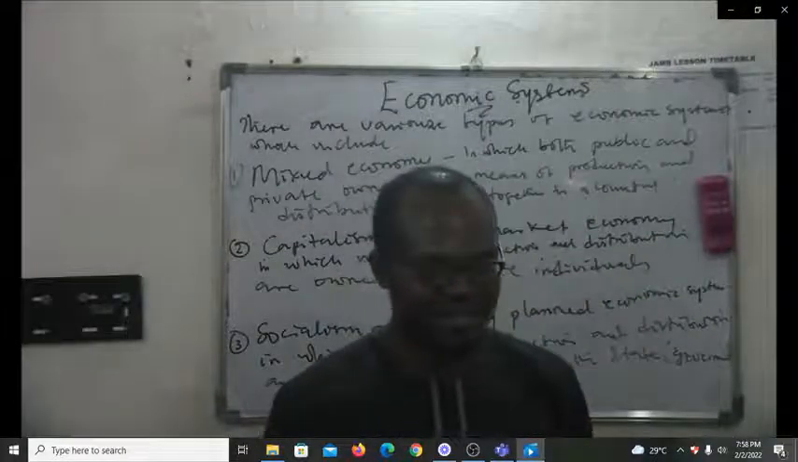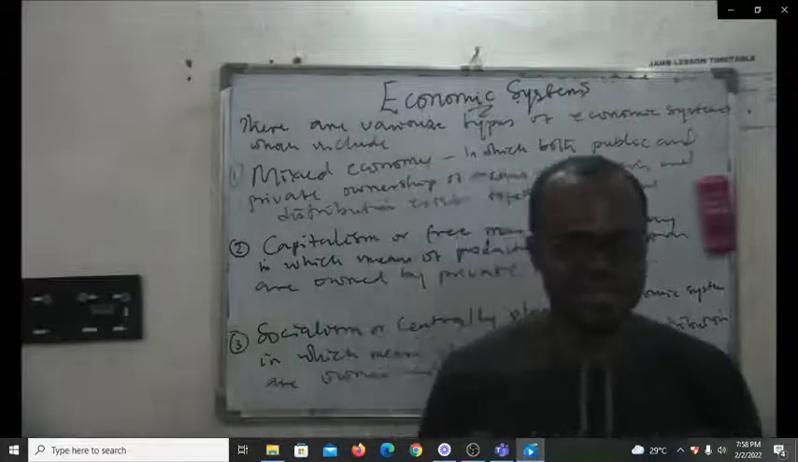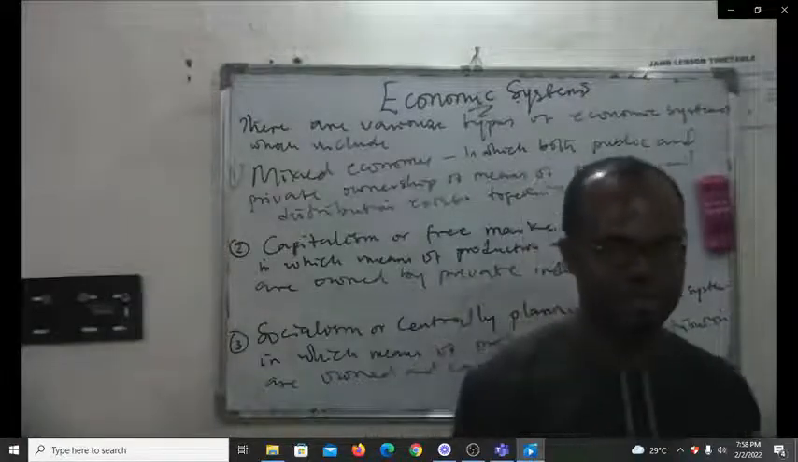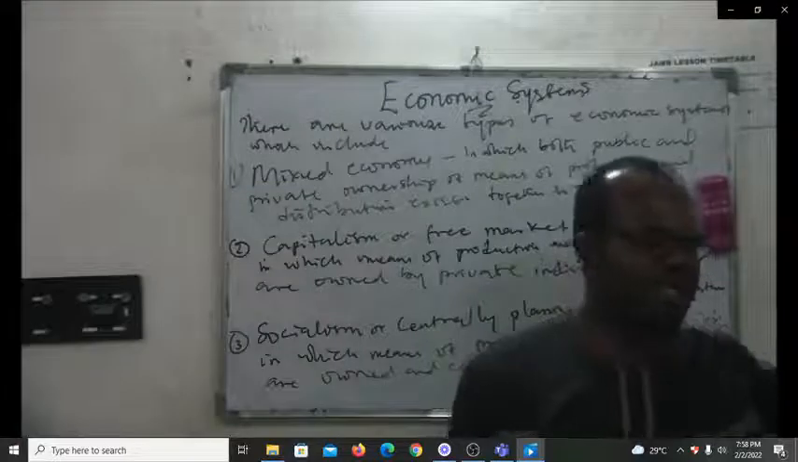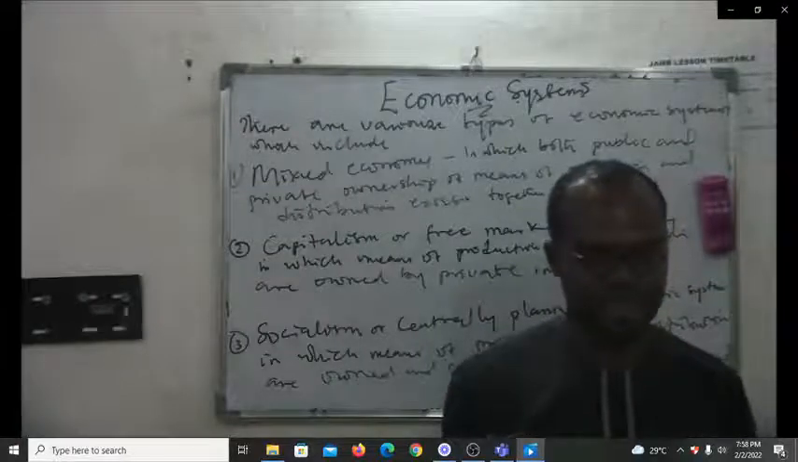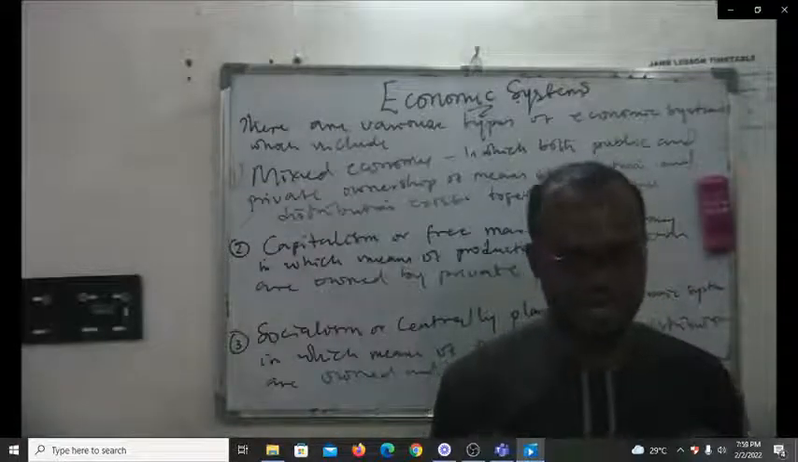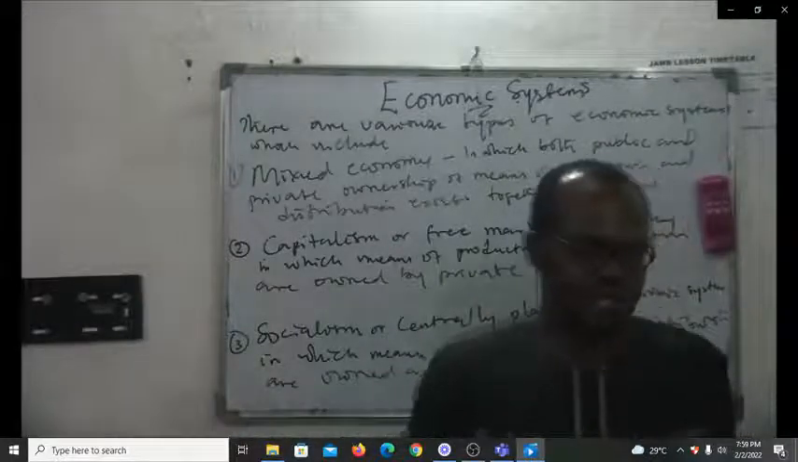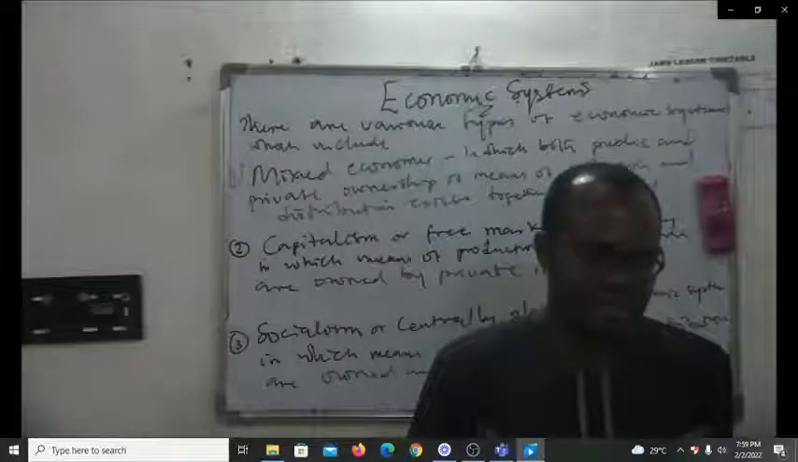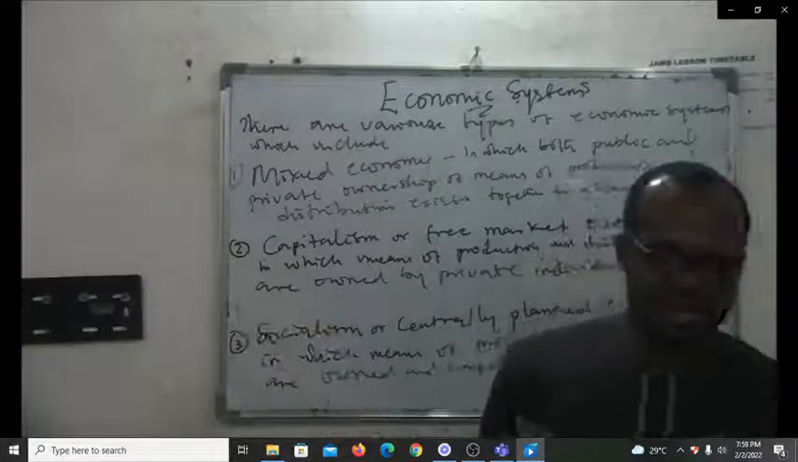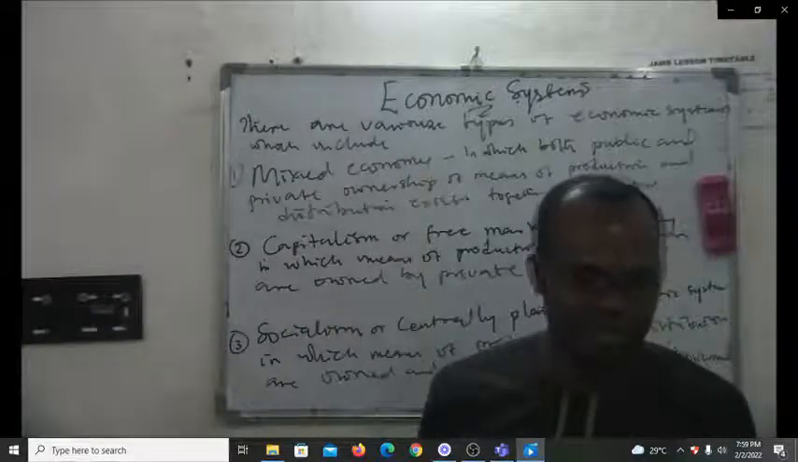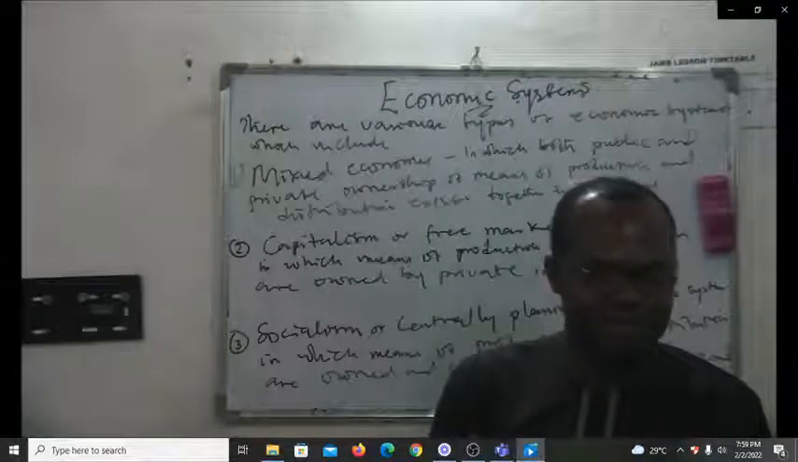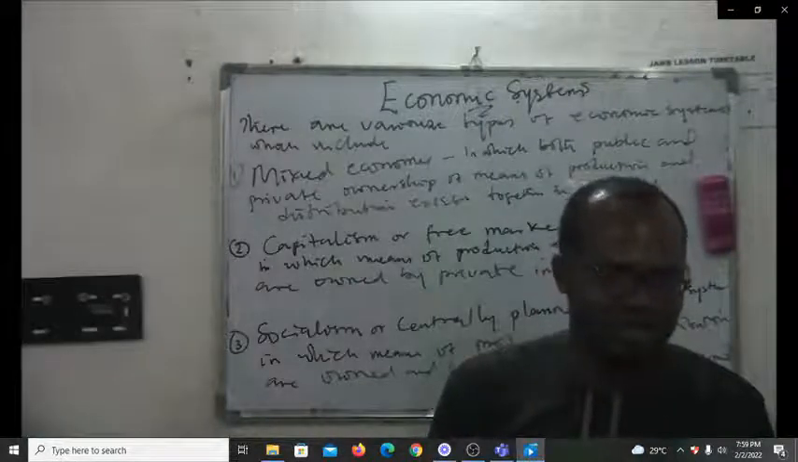Is that clear? But in some economies, like in the USA, you find out that the people own most of the business. They just pay tax to the government. If you come to an economy like the one we have in Nigeria, government owns some things, and some things are owned by individuals. Like the NNPC is owned by whom? Government. But we have other oil companies that are owned by individuals, like Total and Elf.